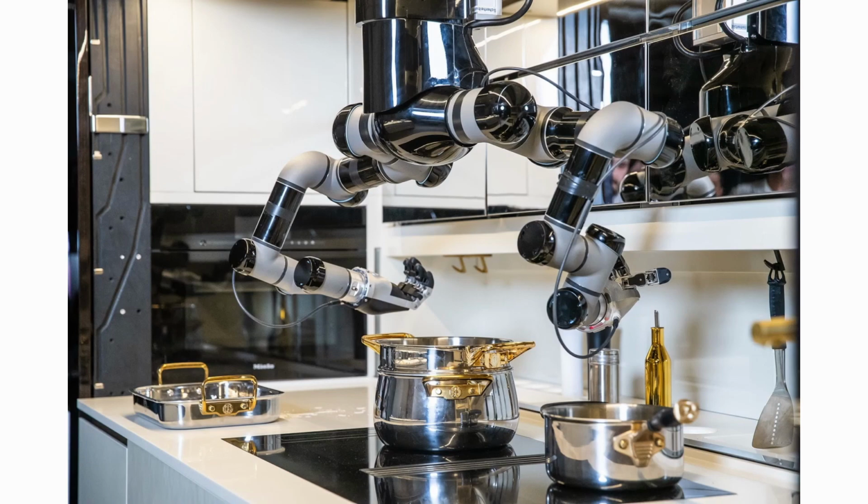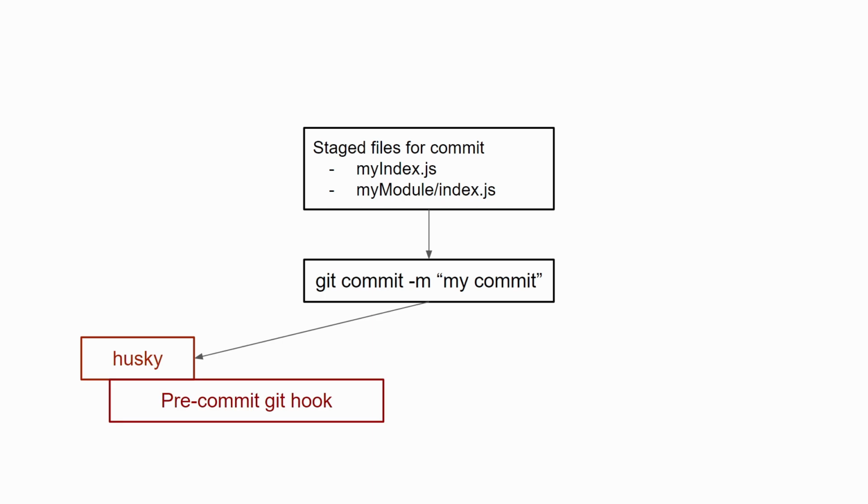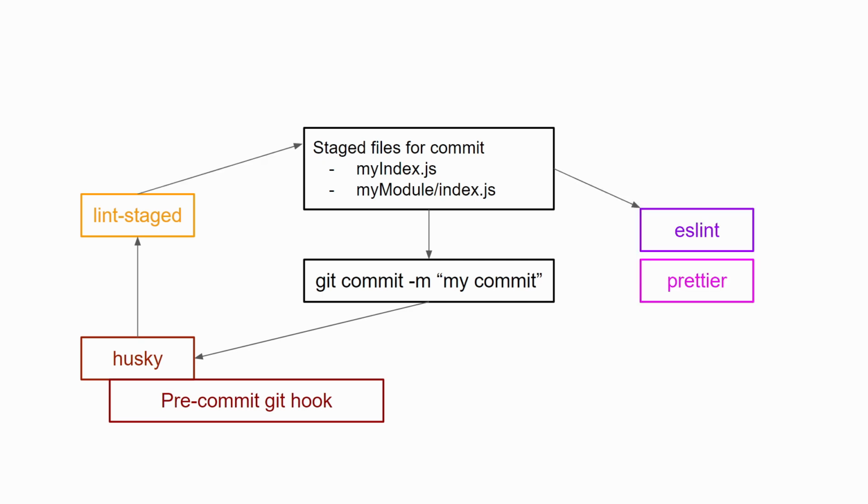So let's go over what we will be implementing today using this diagram. So we have some code changes that we made and we want to commit. Husky is going to intercept that commit and pause your commit for a bit. Husky is going to call Lint-Staged. Lint-Staged is going to collect all the files that are staged for commit, and it's going to run ESLint and Prettier on it.